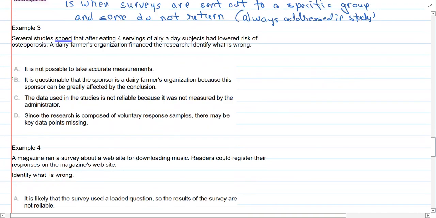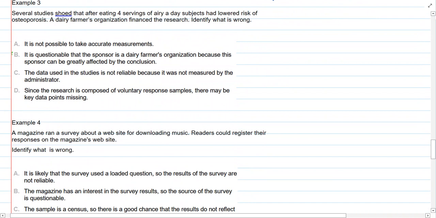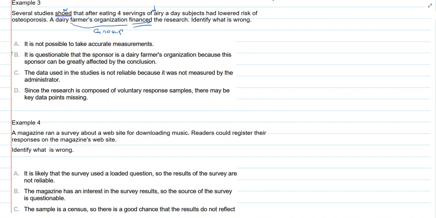All right, so let's do some examples here. Several studies showed, and typo, that after eating 4 servings of dairy, and typo, a day, subjects had lowered risk of osteoporosis. A dairy farmer organization, that means a group, financed the research. Identify what is wrong with this approach. All right. So, let's look at the question or study.